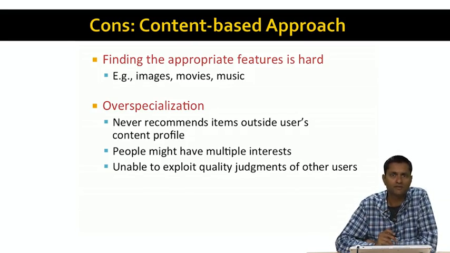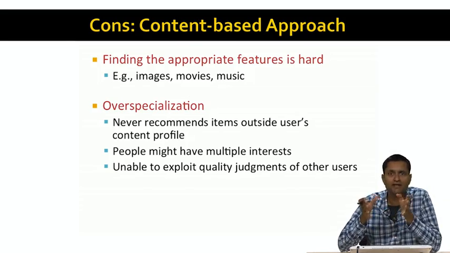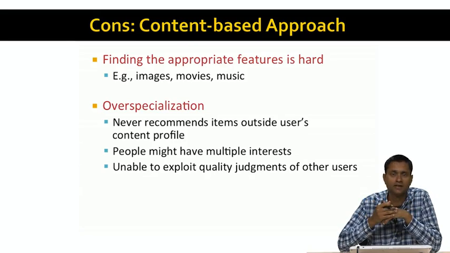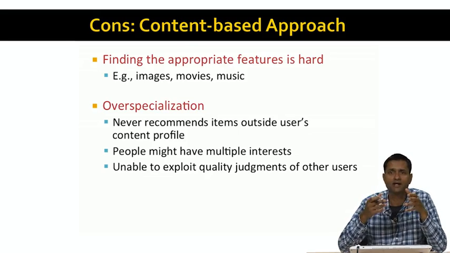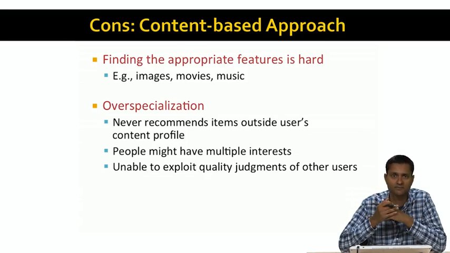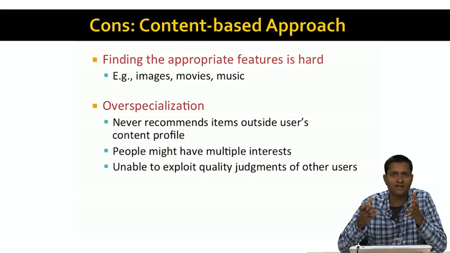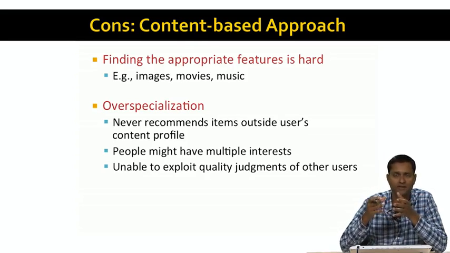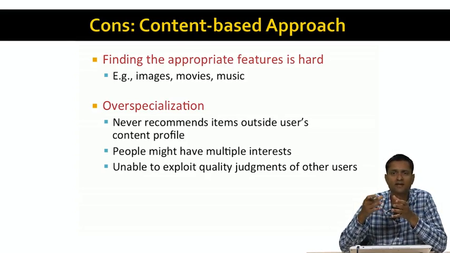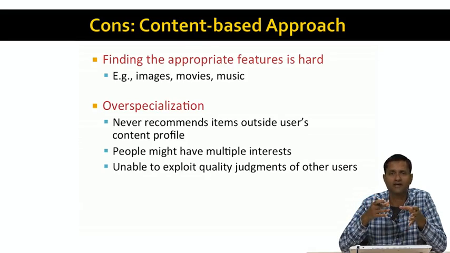The second problem is one of over-specialization. Remember, the user profile is built using the item profiles of the items that the user has rated or purchased. Because of this, if a user has never rated a certain kind of movie or a certain genre of movie, he will never be recommended a movie in that genre, or he'll never be recommended a piece of music that's outside his previous preferences. In general, people might have multiple interests and might express only some of them in the past. So it's very easy this way to miss recommending interesting items to users because you don't have enough data on the user.